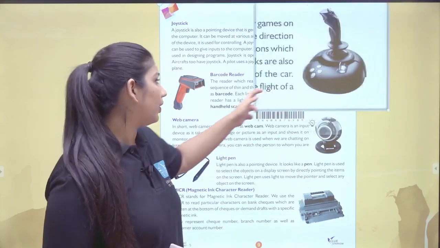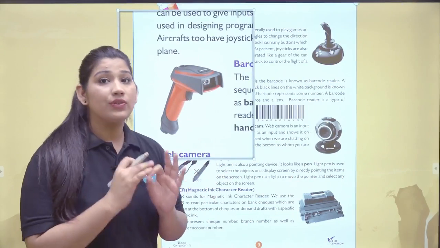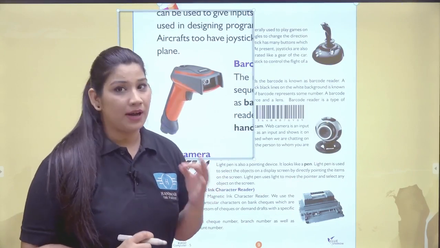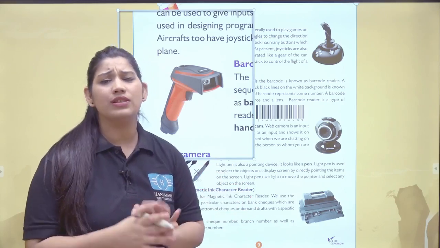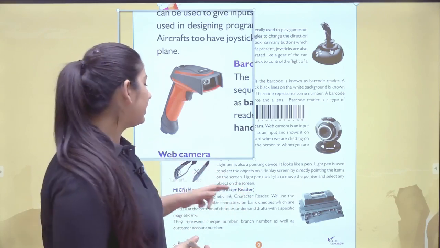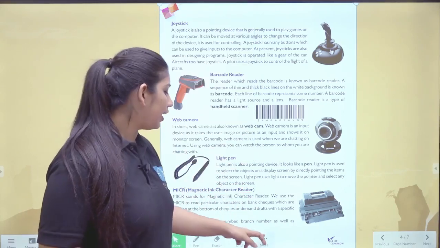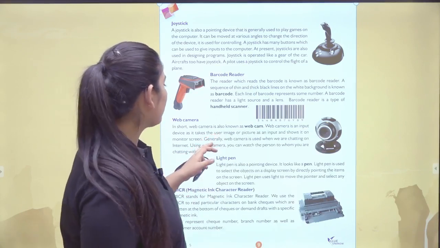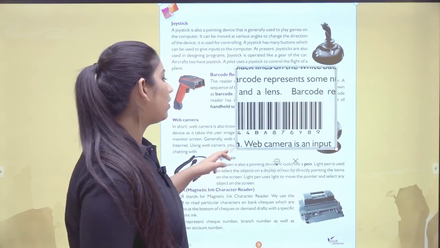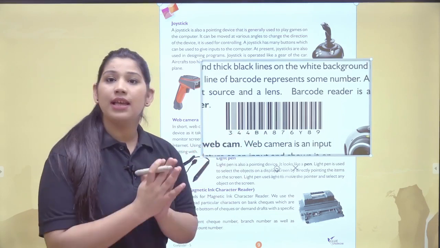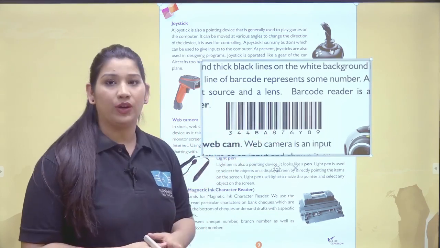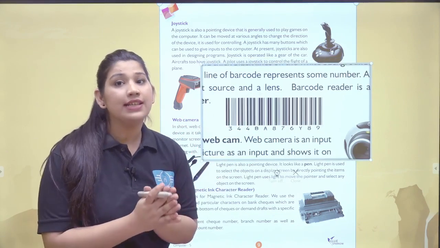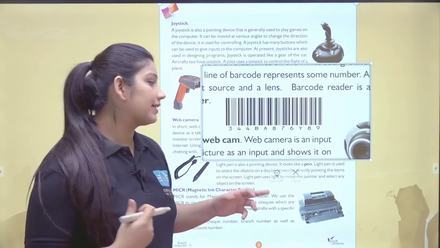Next comes the barcode reader. The reader which reads the barcode is called a barcode reader. You must have seen barcode readers, because they are used widely nowadays. Let us see the barcode. It is a kind of barcode. The sequence of thin and thick black lines on a white background is called a barcode. A barcode reader helps to read this barcode. A barcode reader is a kind of handheld scanner.